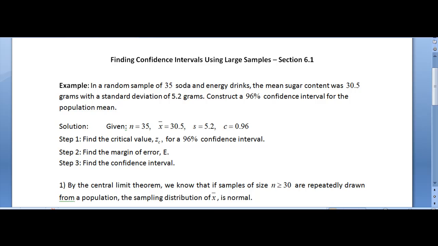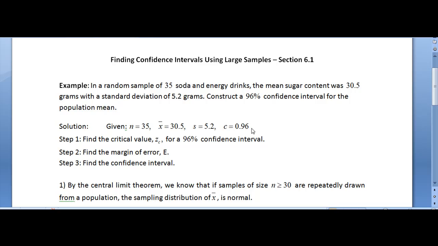The first thing to do in any problem is to identify the variables. So 35 in this problem refers to the sample size, which is n. 30.5, the mean sugar content, refers to x bar because it comes from a sample. S is the standard deviation, which is given to be 5.2 grams. And 96% refers to the confidence level, which is denoted as C. So C is 0.96 or 96%.